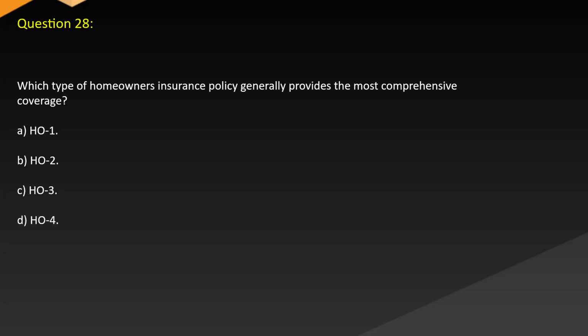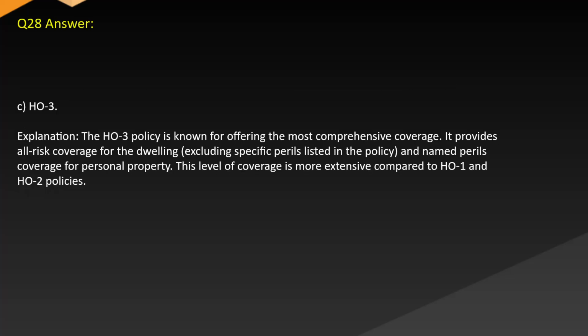A. HO1, B. HO2, C. HO3, D. HO4. Answer: C. HO3. Explanation: the HO3 policy is known for offering the most comprehensive coverage. It provides all-risk coverage for the dwelling, excluding specific perils listed in the policy, and named perils coverage for personal property. This level of coverage is more extensive compared to HO1 and HO2 policies.